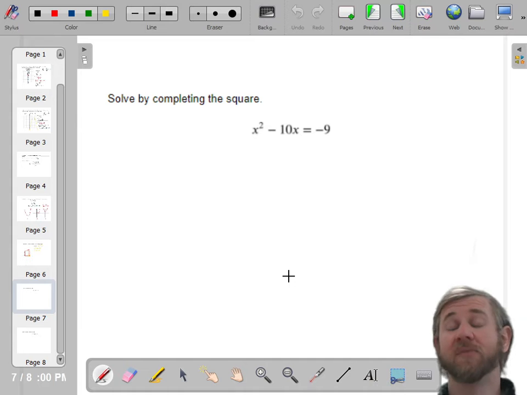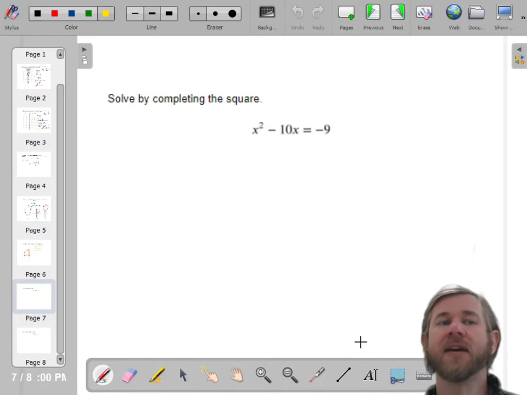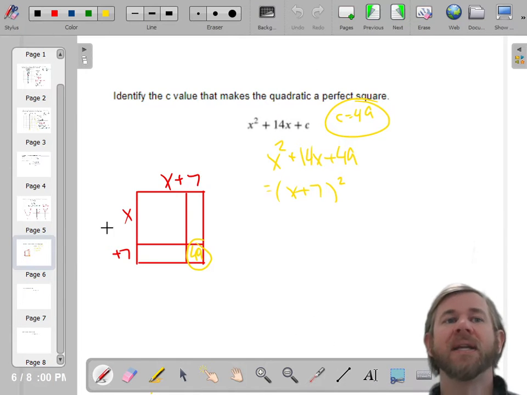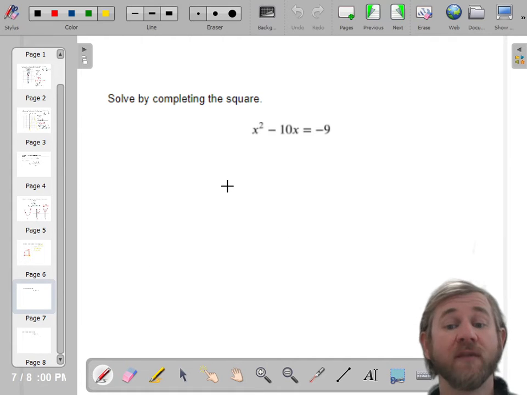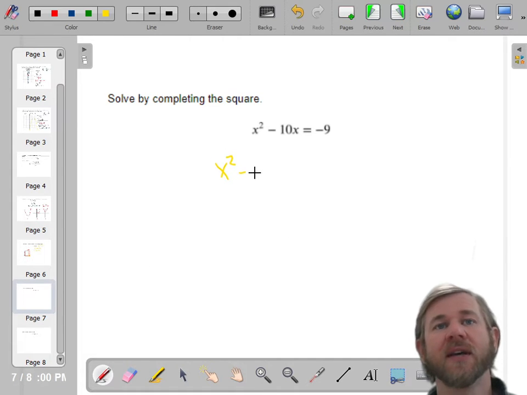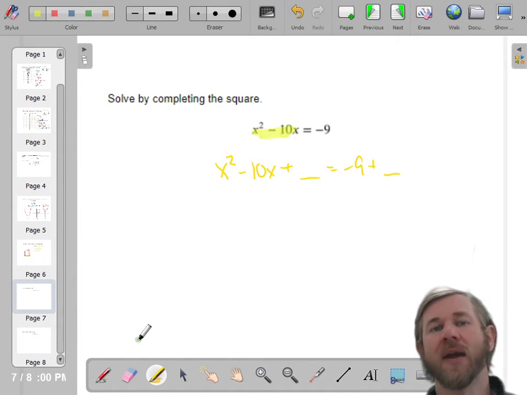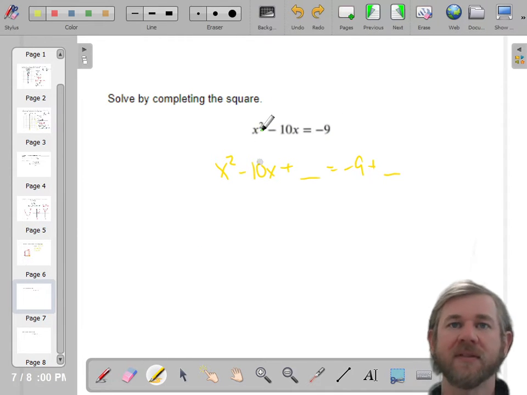Now, we're going to solve by completing the square. So we're going to do the same thing, but we need to solve the equations. We've got to keep going. When you do this, I like to set it up by leaving myself a little blank. Before you do anything, you need to make sure you have your x's on one side and everything else on the other side. So you might have to move some stuff around.